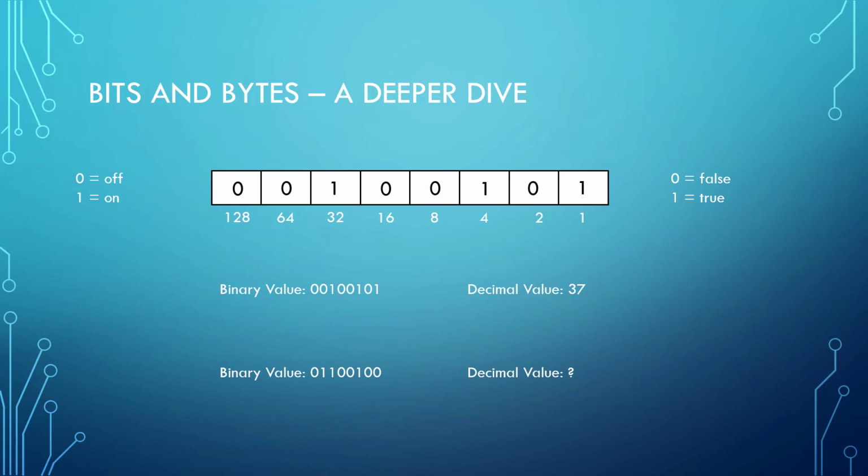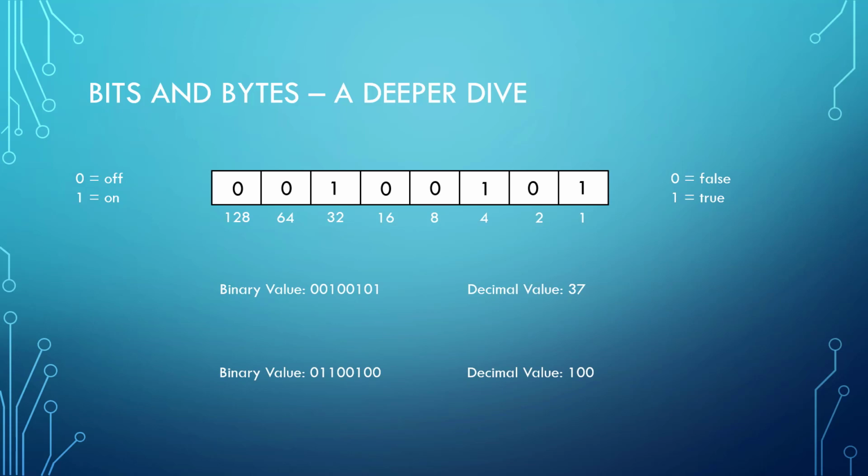So, what if we had a binary value of 0, 1, 1, 0, 0, 1, 0, 0? What would the decimal value associated with that byte be? I'll give you a moment. Okay, if you came up with a value of 100, you are absolutely correct.